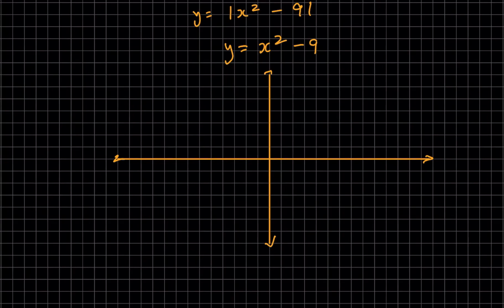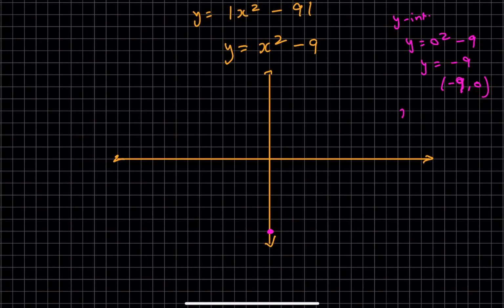So if we're solving for our y-intercept, we will make x equals 0. So we get y equals 0 squared minus 9. So y equals -9. So your y-intercept is at -9, 0. So let's put -9, 0 over here.